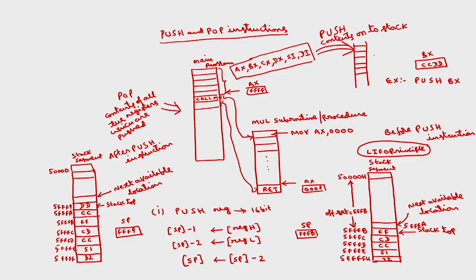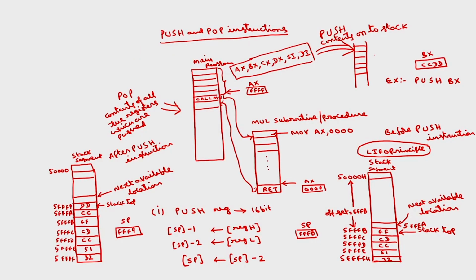Now the reverse operation, as I have told here. After the call, we are going to push the contents of all the registers, and before the return we have to pop all the registers back. If I write the pop instruction in a similar manner, pop register, again this register is 16 bit. Now you can guess what operations take place.